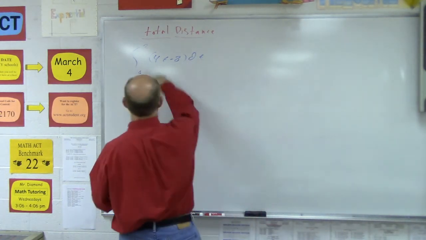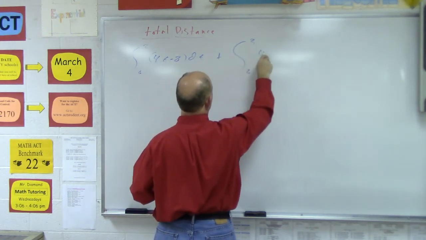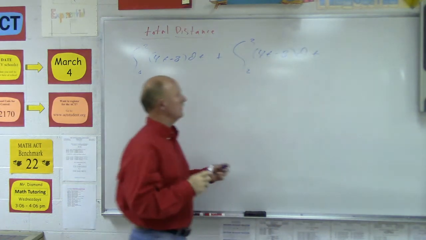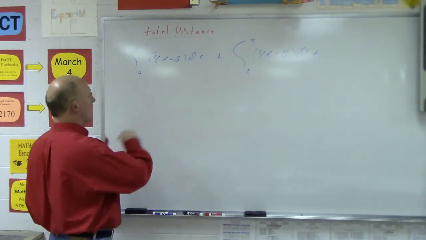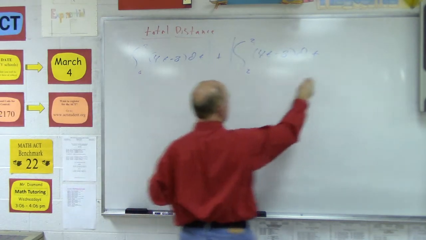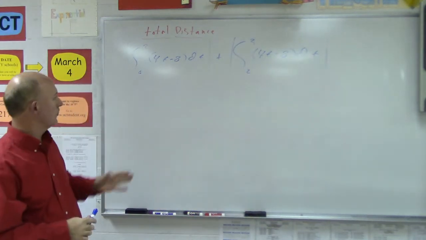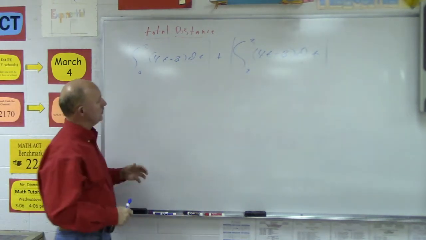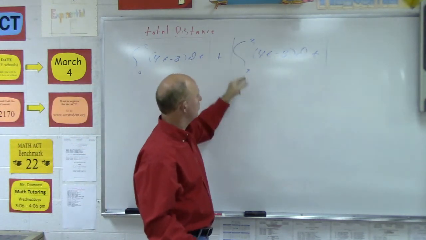So from 0 to 2 plus the distance traveled from 2 to 3, so the integral of 4t minus 8 dt. I'm going to set this up as 2 separate integrals. And also, as you look at this, now we're getting the absolute value. So the absolute value here plus the absolute value of that distance there. So no negative answer. We're going to evaluate this integral and take the absolute value. If it comes out negative, we've got to change the sign. And the absolute value of the integral from 2 to 3.